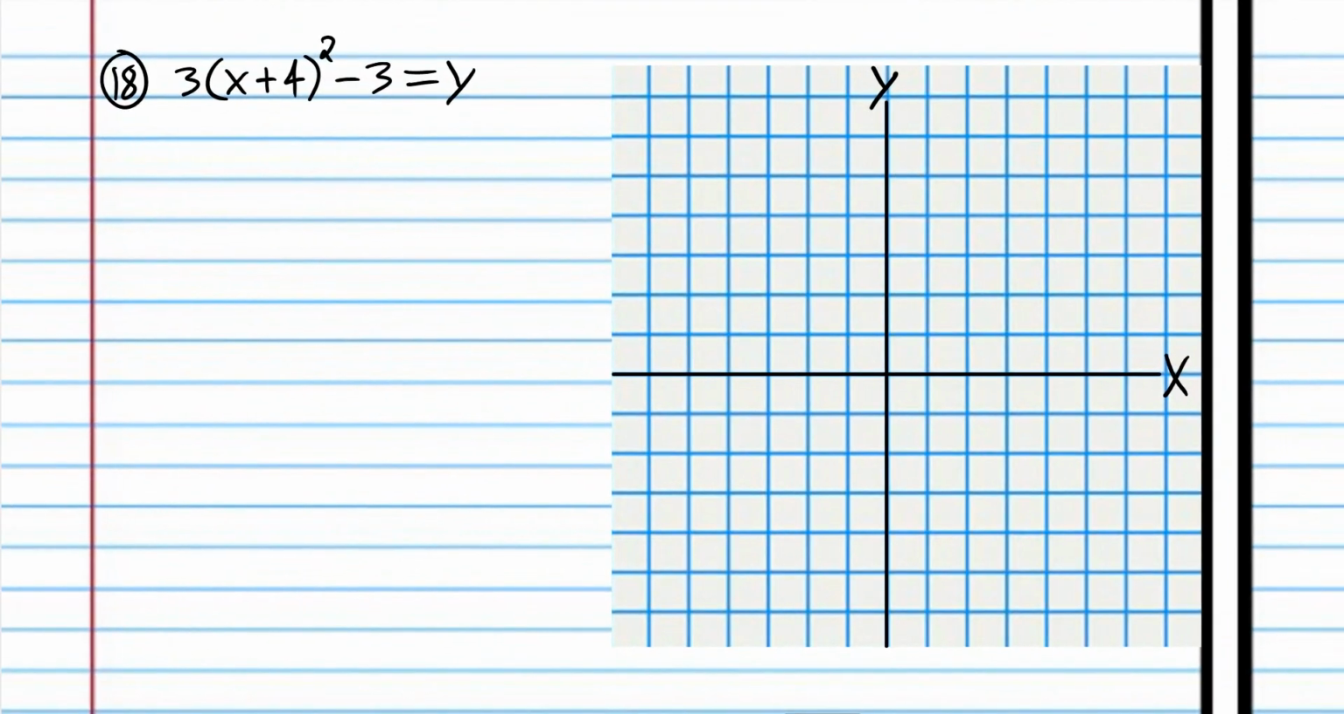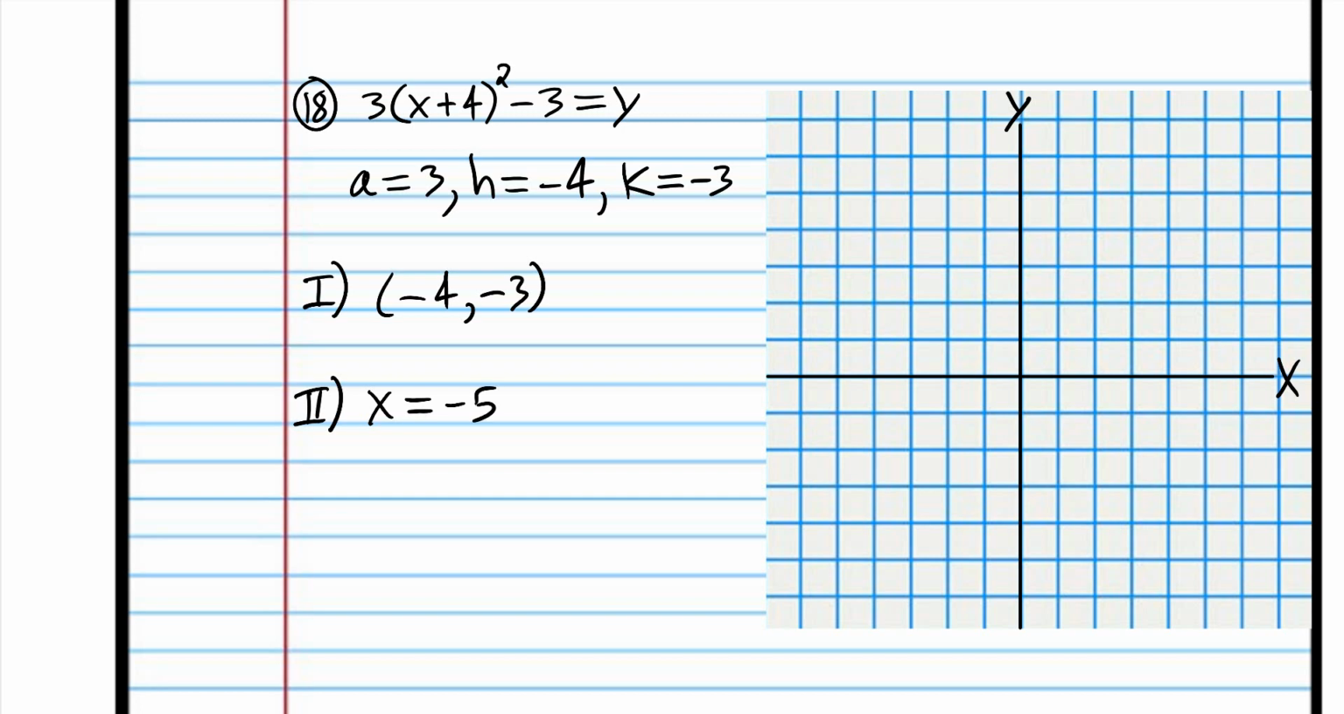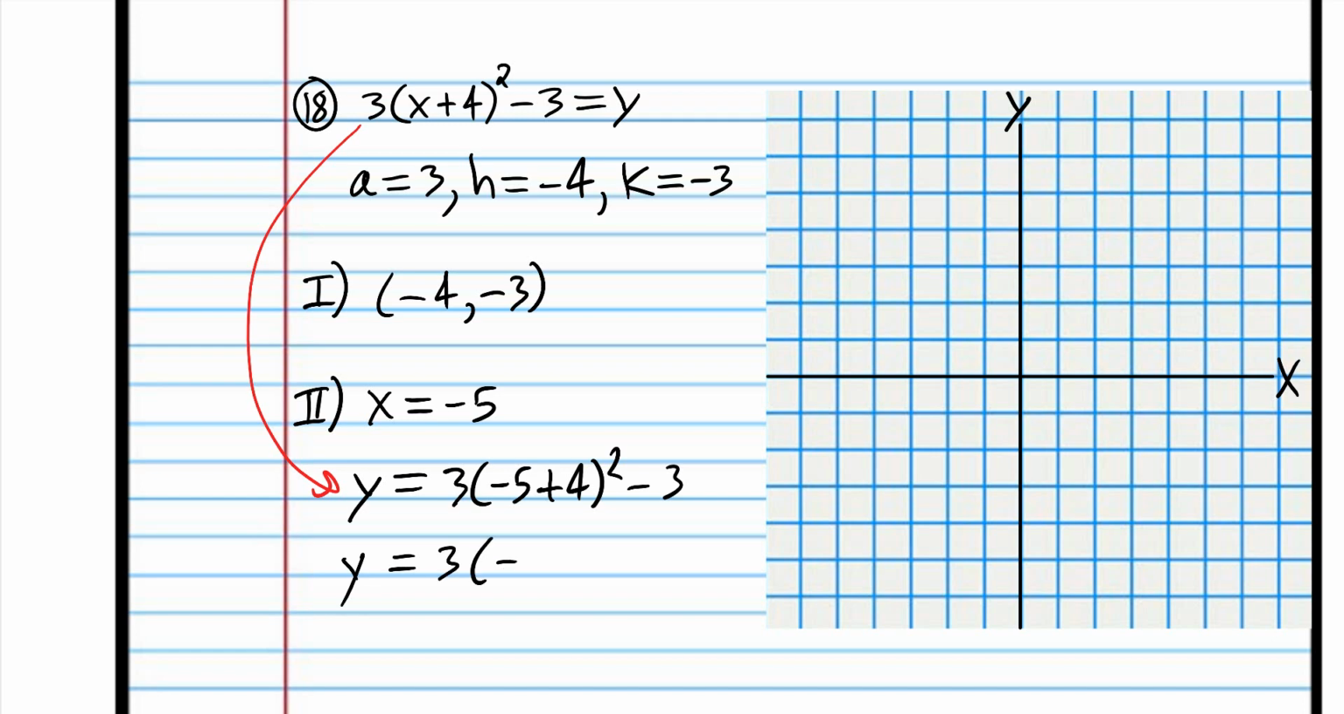All right, we're back. So let's label constants. Change the sign for h, but keep the sign for k. And step 1 is to find the vertex, and we can see that's (-4, -3). Step 2 is to find a value around the vertex, so I'm going to choose x is equal to, let's see, I'll try -5. So we have to find the y value when x is equal to -5. So that would be 3 times (-5 plus 4) squared minus 3. And that would be (-1) squared.